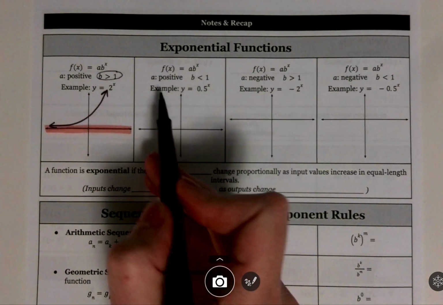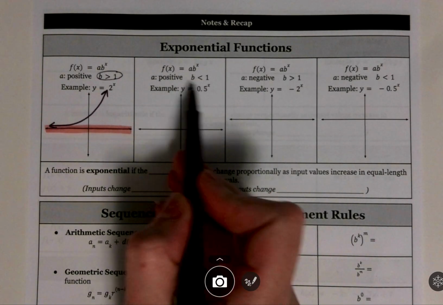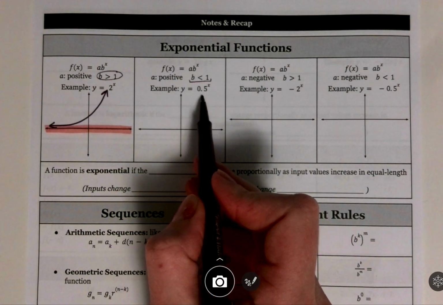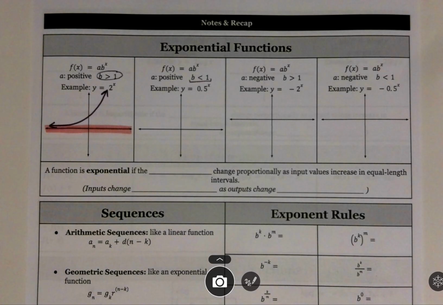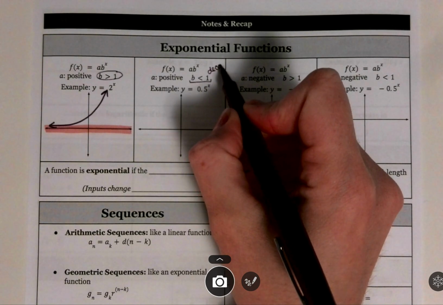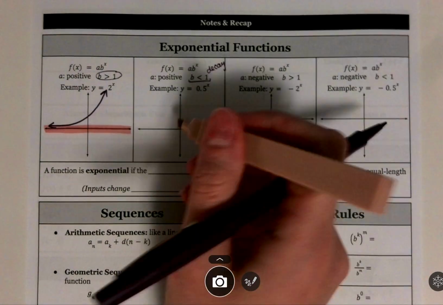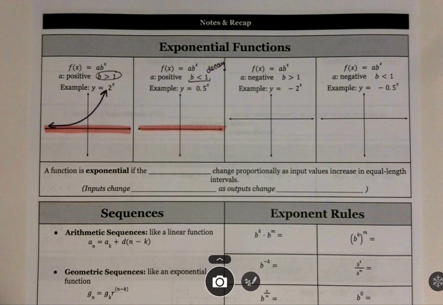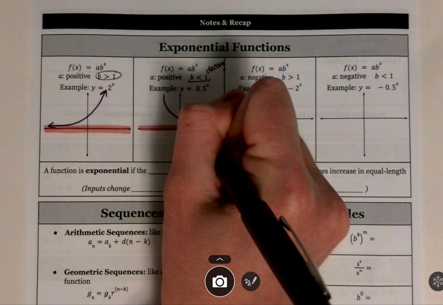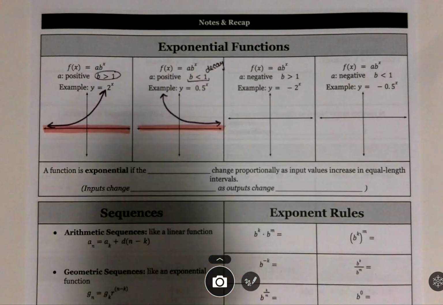For the next one, a is still positive and b is less than 1 this time. The example shows 0.5 with the exponent on it. It could be a fraction like 2/3, 1/2, 1/4. This demonstrates exponential decay. I still have an asymptote on my x-axis, but because I'm decaying, it's going to flatten out by that asymptote.